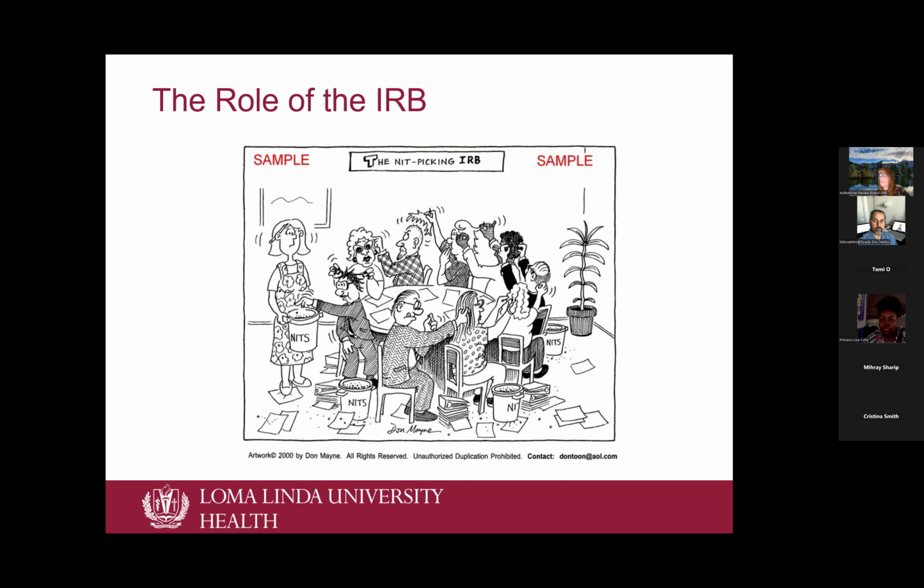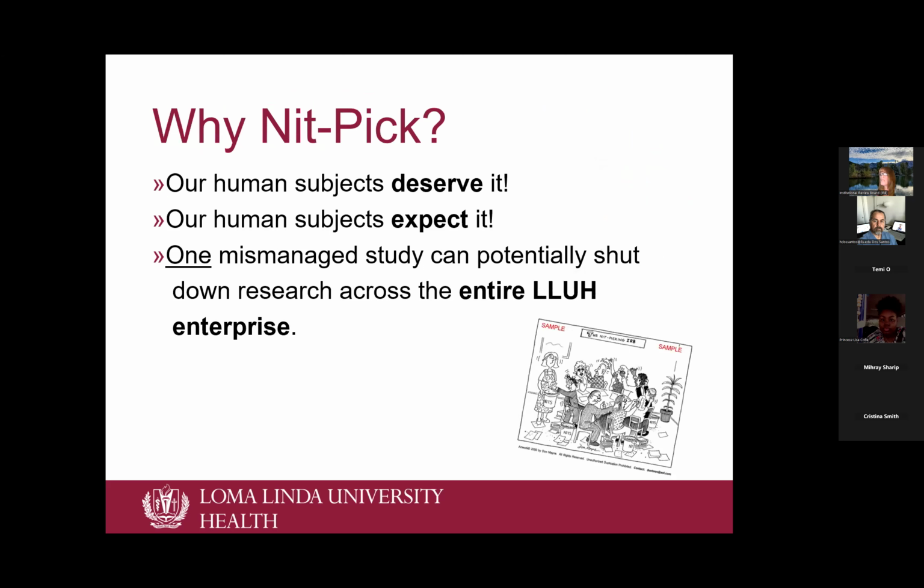So this is basically the reasoning and the backing as to why the IRB is considered the nitpicking IRB. So we nitpick for good reasons. We're trying to make sure that your study is following federal, state, local, and institutional regulations. We're here to make sure that we're protecting the institution, and we're here to make sure that we're protecting the subject. Your human subjects deserve that protection. Being that they're coming here to Loma Linda, which is a institution well known for doing research, they don't expect anything less from us than to make sure that we're protecting them while they participate in that trial here. And one mismanaged study can potentially shut down research across the entire Loma Linda enterprise.